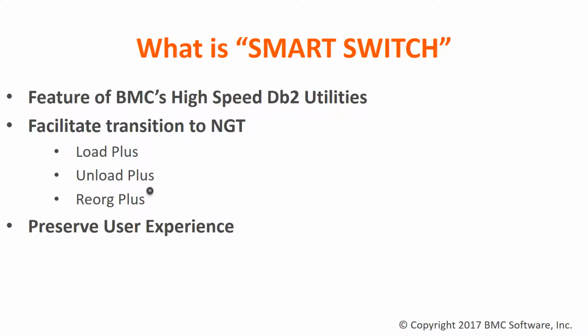As the demands of the digital economy placed more and more strain on DB2 processing in general, the DB2 utilities needed to keep pace. To satisfy the needs of the growing availability requirements and faster, more efficient CPU utilization, BMC responded by re-architecting our high-speed utilities for DB2. These re-architected utilities are what we call our NGT utilities, NGT short for Next Generation Technology.